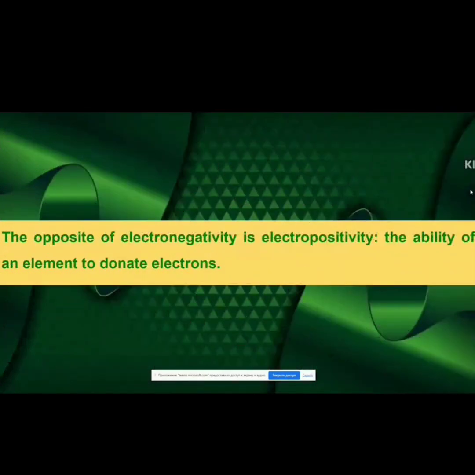So if we are talking about the opposite of electronegativity, that will be electropositivity. Electropositivity is the ability to give electrons. If oxygen is more electronegative, nitrogen will be more electropositive.